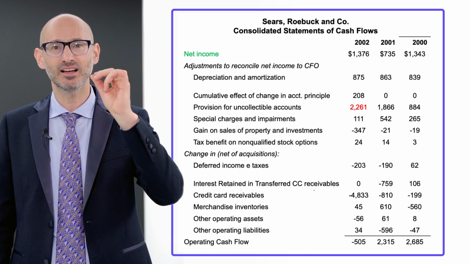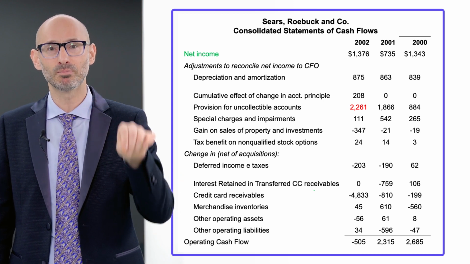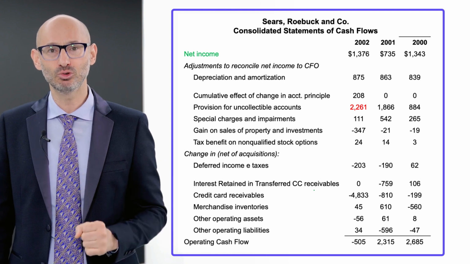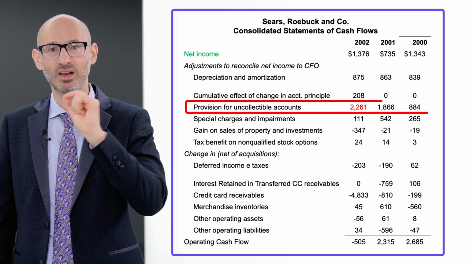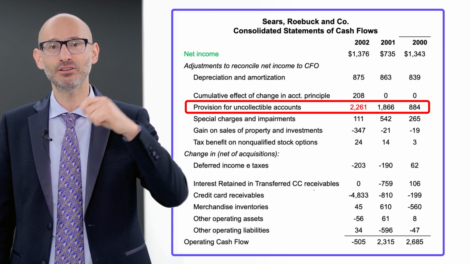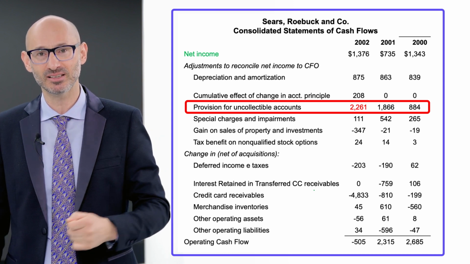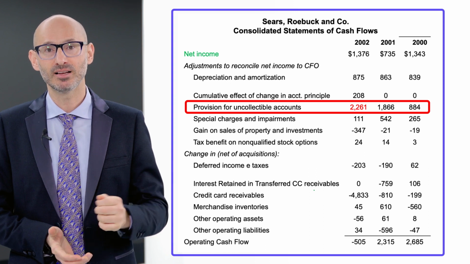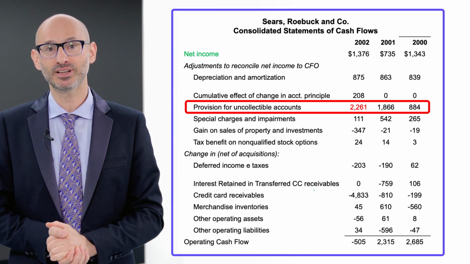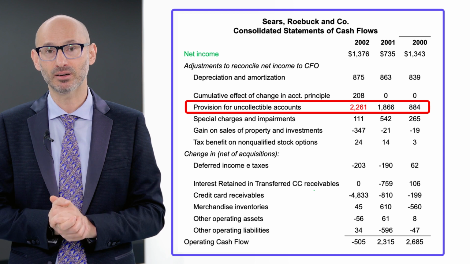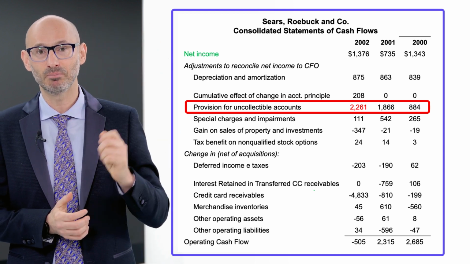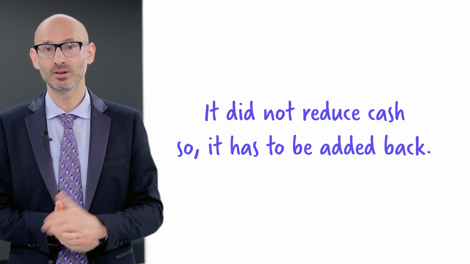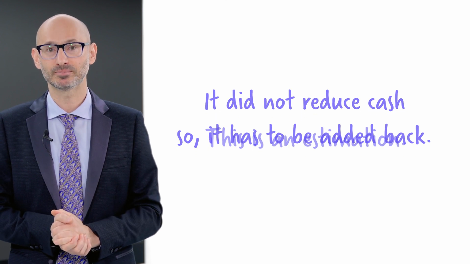Sears was having a lot of trouble with customers who were buying and not paying. For the year 2002, the provision for uncollectible accounts, which is a different name for bad debt expense, was 2.261 million. This number is added back to the cash flow statement. Remember, it reduced income, but did it reduce cash? It did not reduce cash, so it has to be added back.